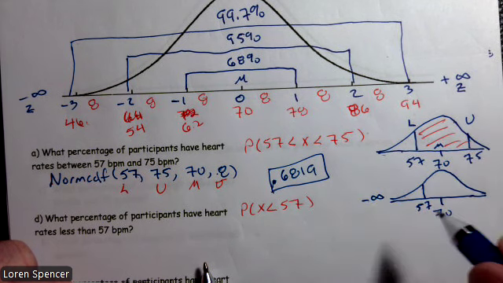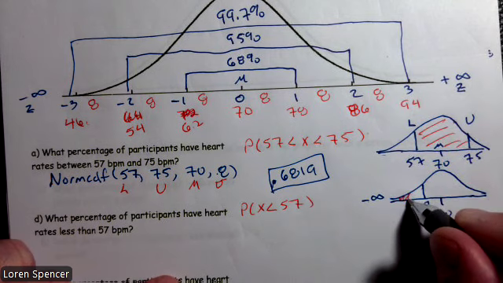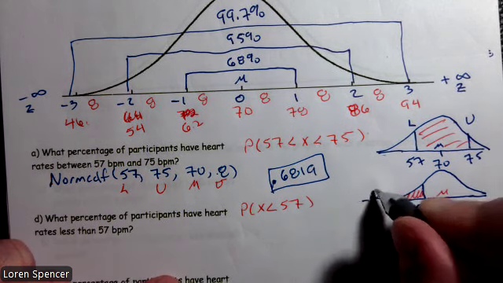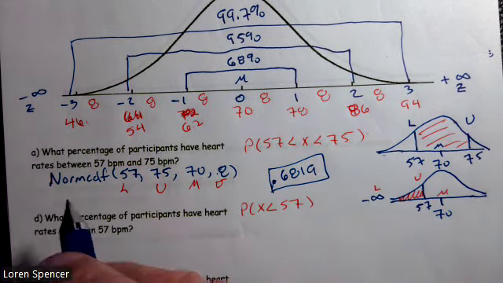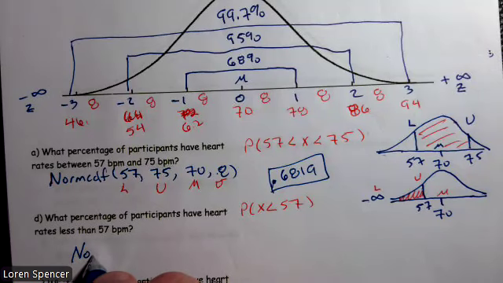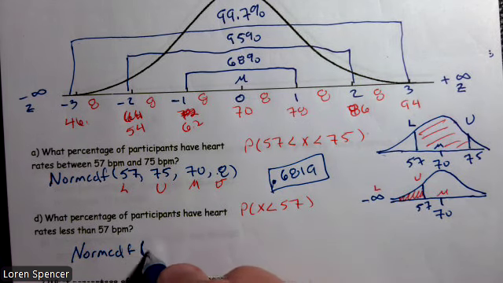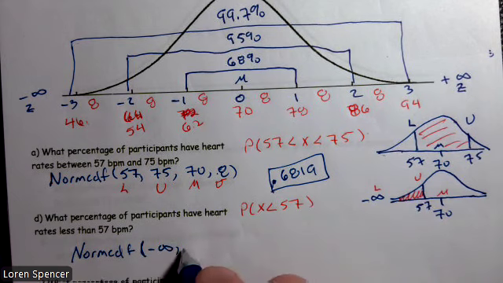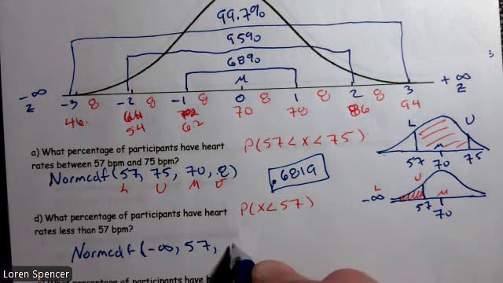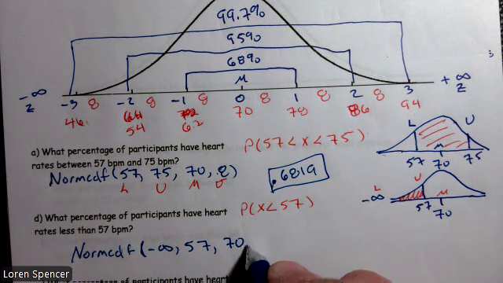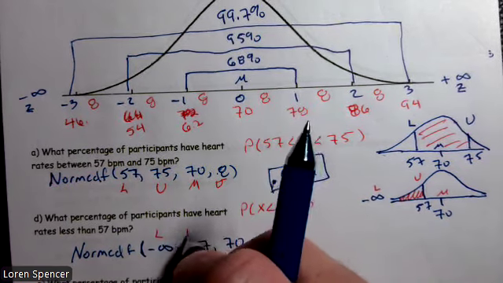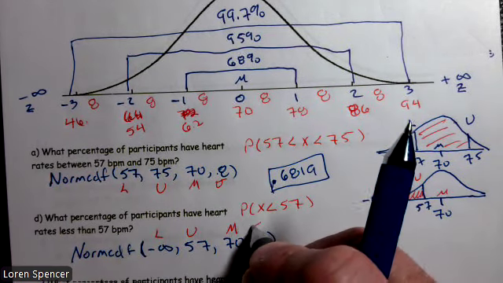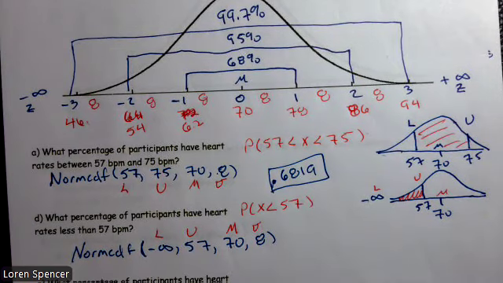And remember, all normal curves theoretically go to negative infinity. So we're looking for this area. This is technically my lower, this is my upper. All right. So we're going to go back to our norm CDF with a lower of negative infinity, an upper of 57, a mean of 70, and a standard deviation of 8. So lower, upper, mean, standard deviation, or LUMO.